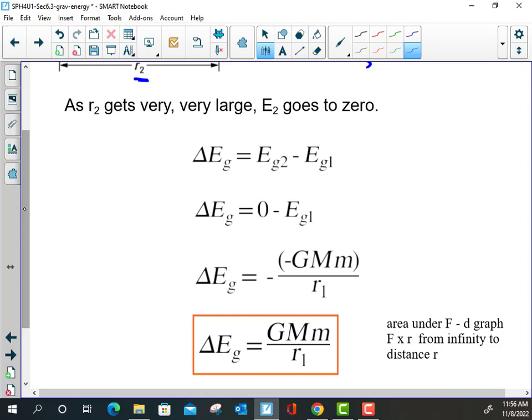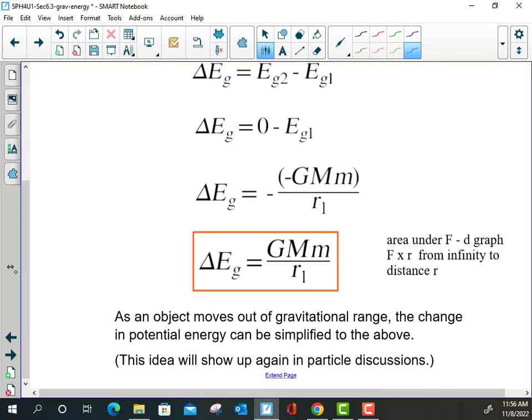We put our double negatives on here, and we get our delta Eg. So the area under our force distance graph, as we go towards infinity with one value, turns into this little expression. Okay. So as an object moves out of gravitational range, the change in potential energy can be simplified to the above. So as you move farther from planets, farther from stars, you can simplify the potential energy down to this expression.